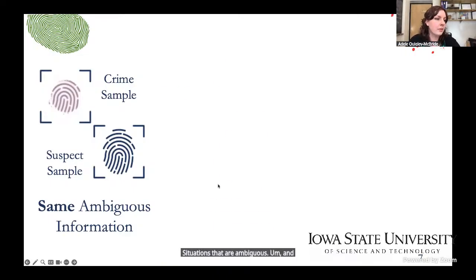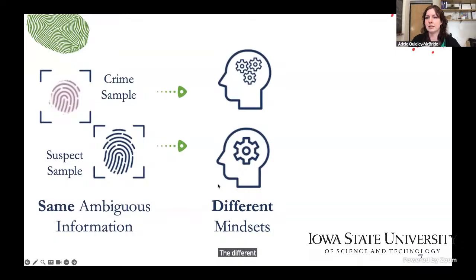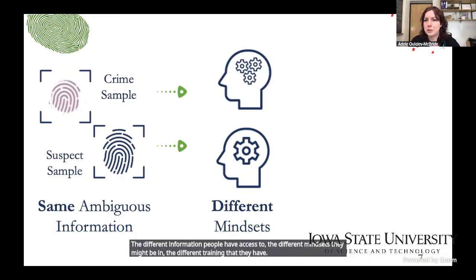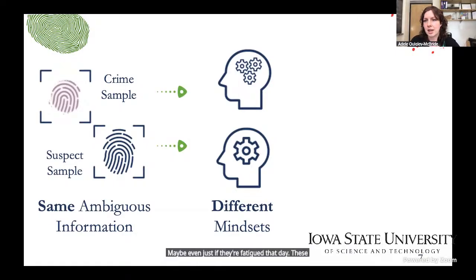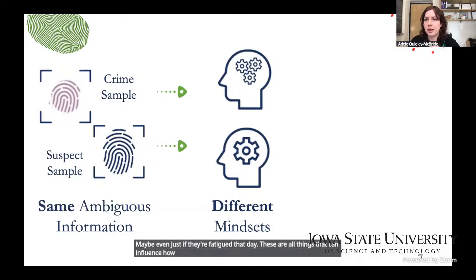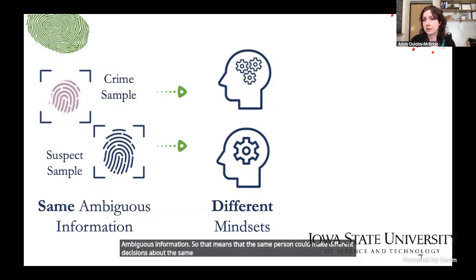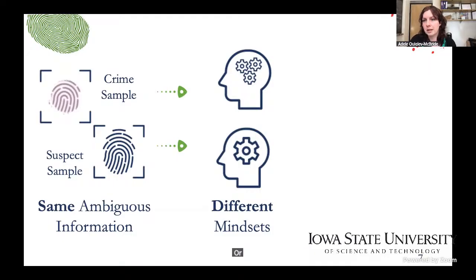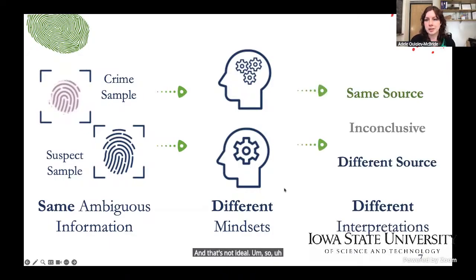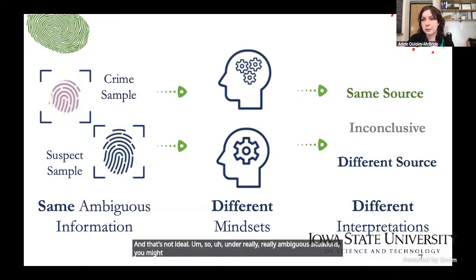And so because of that, the different information people have access to, the different mindsets they might be in, the different training that they have, maybe even just if they're fatigued that day. These are all things that can influence how they perceive that ambiguous information. So that means that the same person could make different decisions about the same evidence across time, or different people could make different decisions about the same information. And that's not ideal. So under really, really ambiguous situations, you might see different interpretations of evidence.